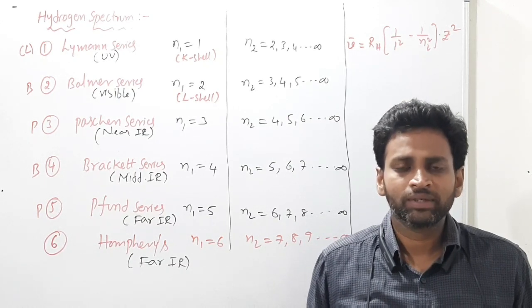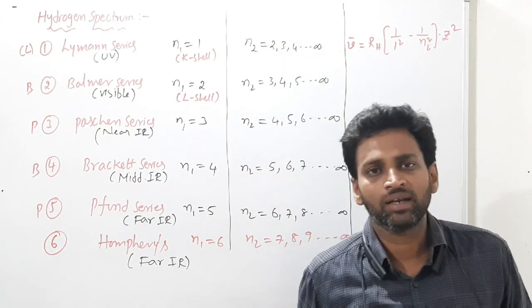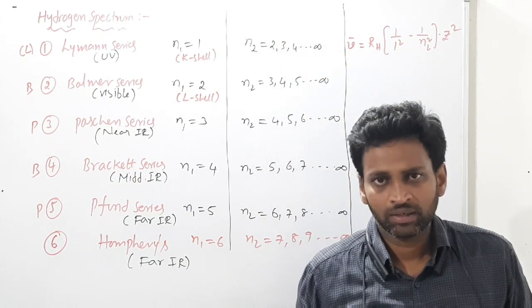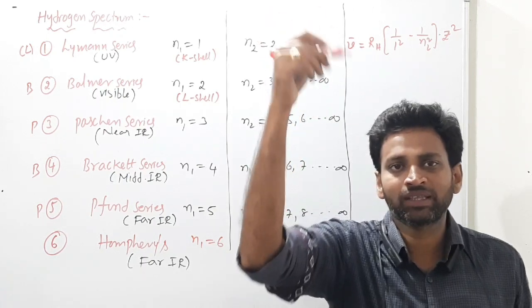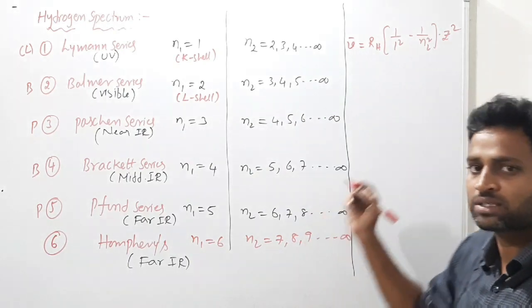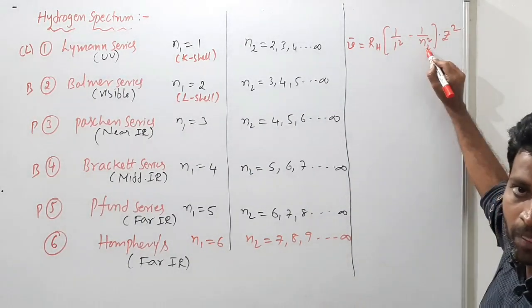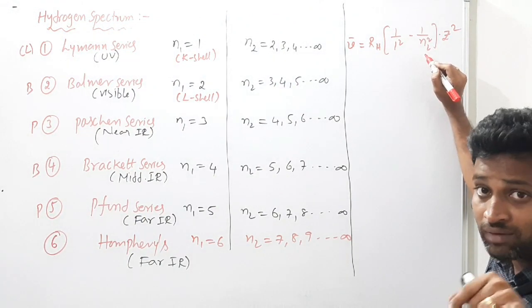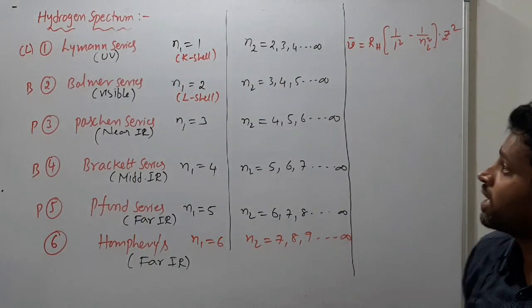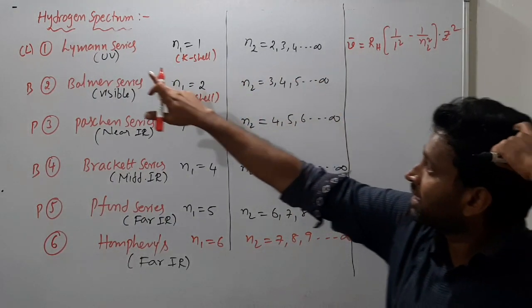Understood? Okay, Lyman series, I have told you already. The electron jumps from a higher level to the first level in the Lyman series. Say the electron comes from the 7th level to the ground level in the Lyman series, then it is 1 by 7 square for the 7th level, and 1 by 1 square for the ground level.